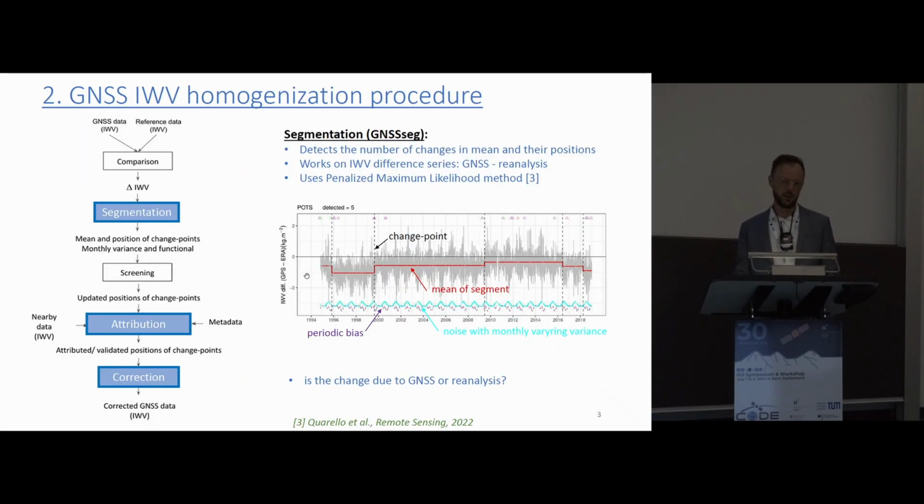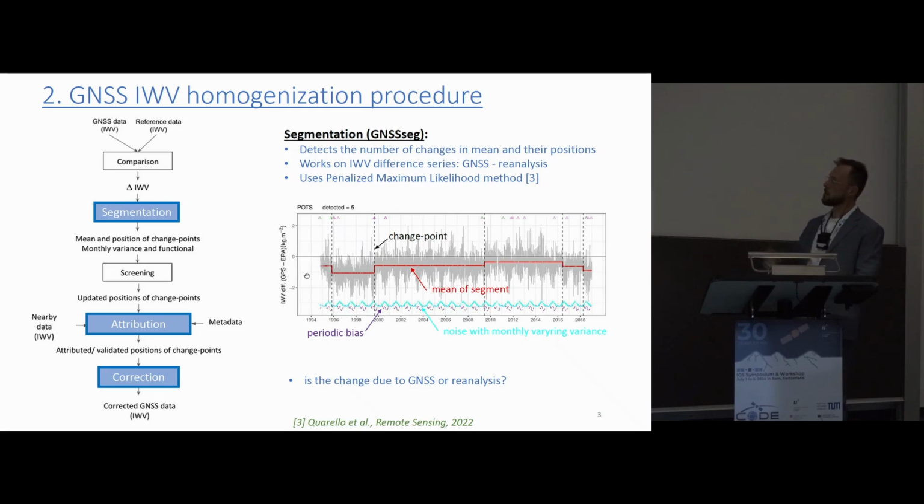So there are two main ways to improve the homogeneity of these GNSS series. The first one is at the observation processing level. The second one is post-processing, which is known as homogenization, and this is really the purpose of my talk today. So we have developed a homogenization procedure. It is based on three main steps. The first one is segmentation, and then there is attribution and correction.